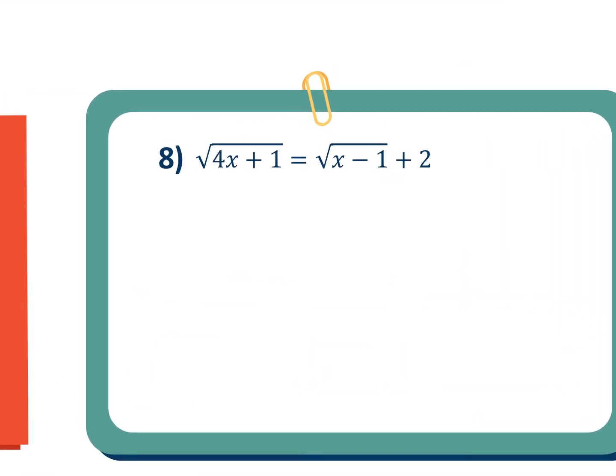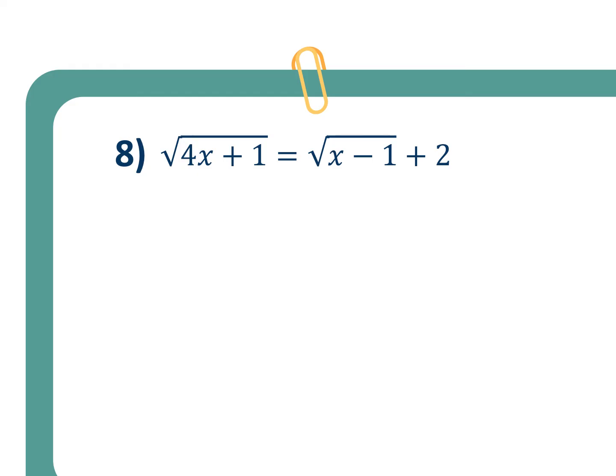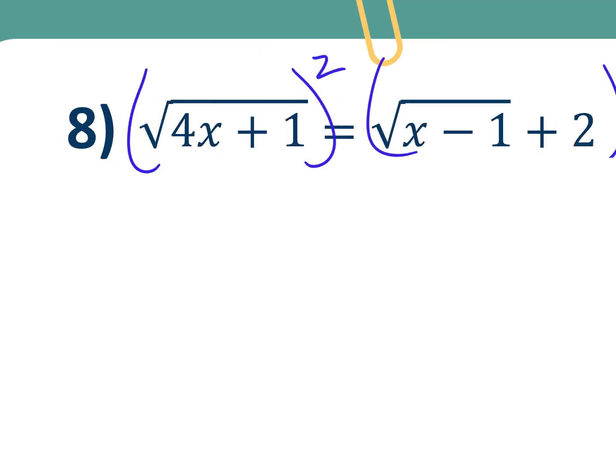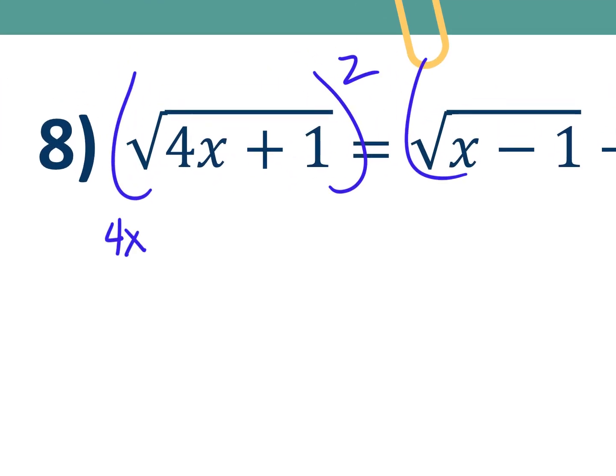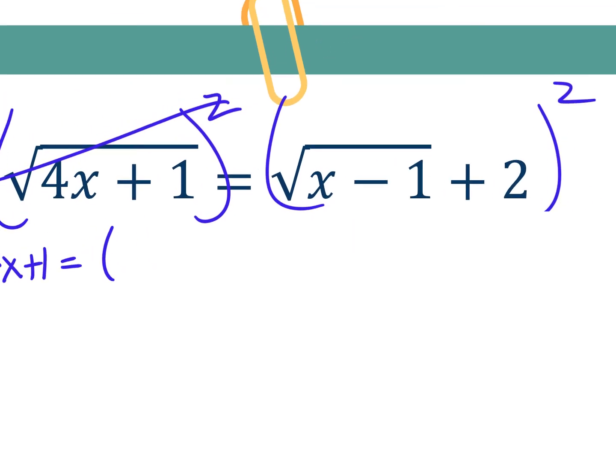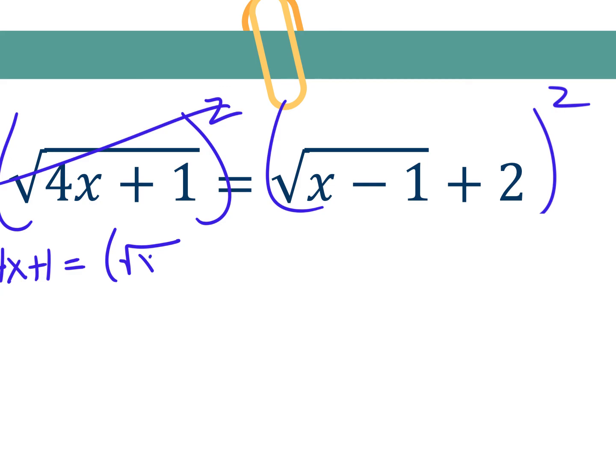And now moving over to number 8. All right, number 8 is already set up for us like we need it to be, with our radicals on either side. So from this point, we can go ahead and just square both sides. Over here, I'm left with 4x plus 1, because when you square root, it cancels. And then over here, I have two binomials: square root of x minus 1 plus 2, times square root of x minus 1 plus 2.